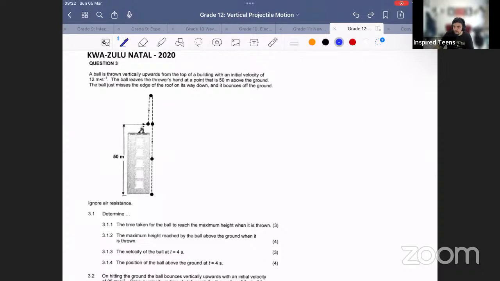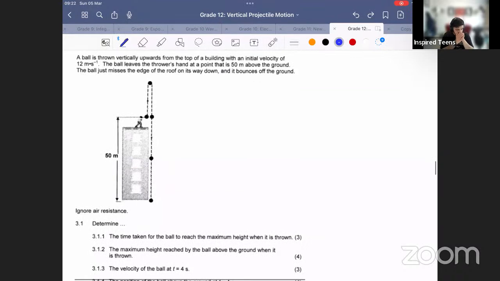So, this is actually a prelim paper from Natal 2020. A ball is thrown vertically upwards from the top of a building with an initial velocity of 12 meters per second. The ball leaves the thrower's hand at a point that is 50 meters above the ground. The ball just misses the edge of the roof on its way down and it bounces off the ground.